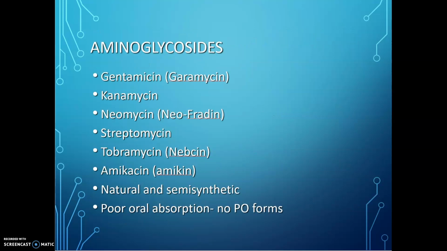And here are some of my aminoglycoside examples. Gentamicin, we see all the time, right? Neomycin, streptomycin, tobramycin. We see these very frequently in the hospital setting, right? Because there is no PO form. There's really poor oral absorption. So these are all given IV, right? So these people are going to have to stay in the hospital, and you're going to monitor their troughs.